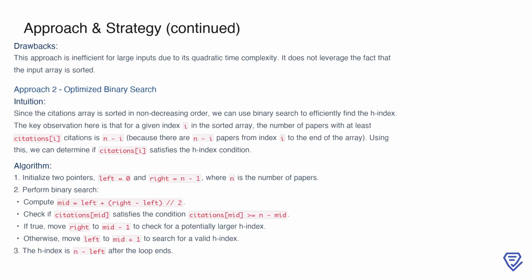This observation allows us to check whether a given index satisfies the h-index condition without needing a full linear scan. With two pointers initialized at the start and end of the array, we use binary search to find the optimal h-index. Depending on whether the condition is met at the midpoint, we adjust the pointers to continue searching either to the left or the right, narrowing down the range efficiently.